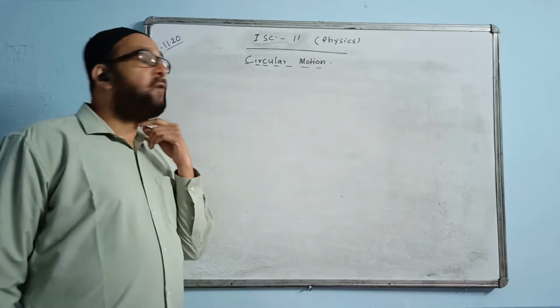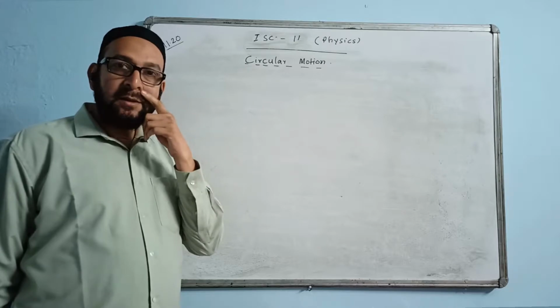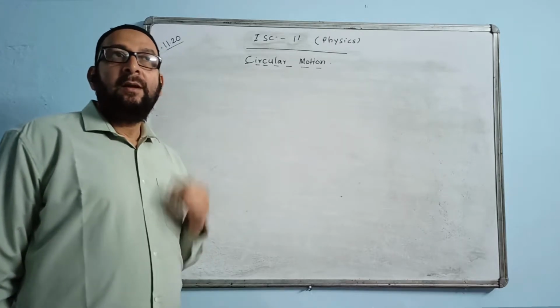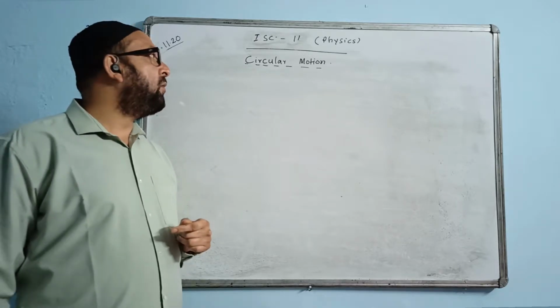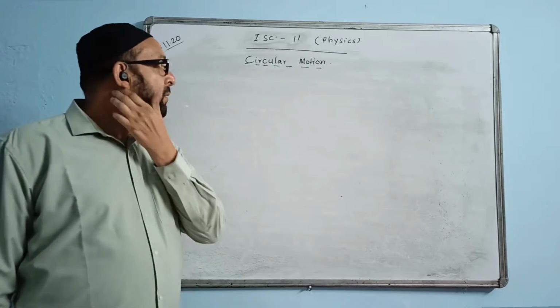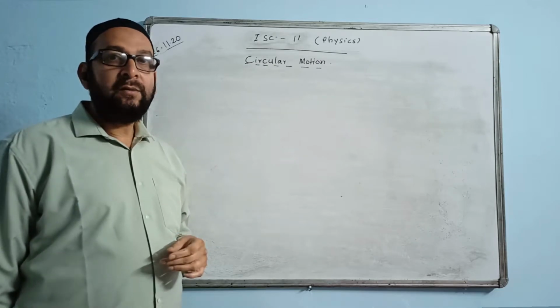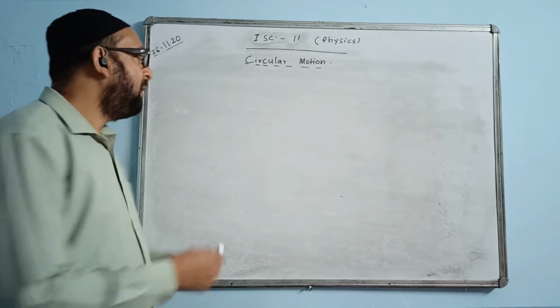So what is a uniform circular motion? The circular motion in which the speed remains constant is called uniform circular motion. The motion in which speed is not constant is non-uniform circular motion. Within this chapter you have to learn about both. But before that you have to learn some definitions of the physical quantities involved in circular motion.